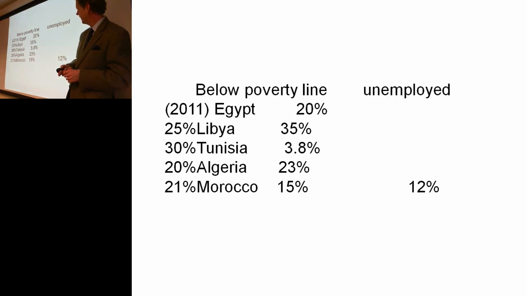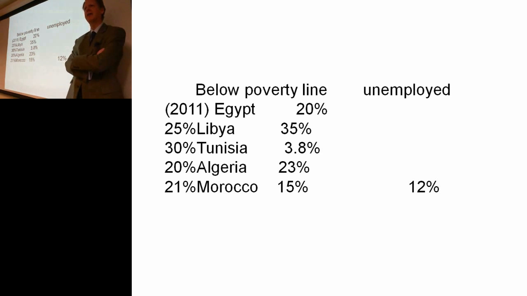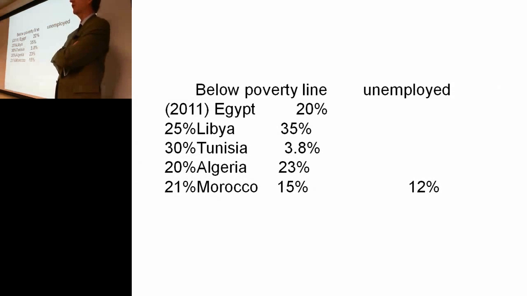Below the poverty line, again, another interesting figure. How do you measure who's below the poverty line? It's not as though the states of North Africa compile very accurate figures or are providing unemployment benefits or, you know, out-of-work payments to people. Again, the informal sector employs so many people, it's impossible to know. I mean, maybe a lot of these unemployed people are doing very well, thank you very much.